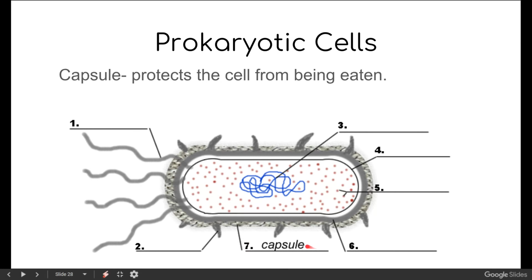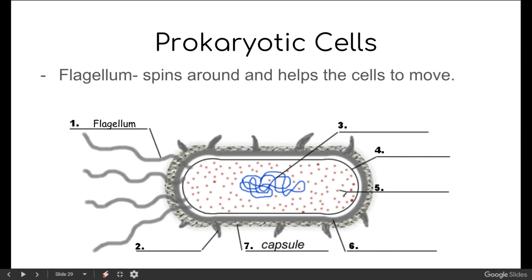This is the outermost layer of a prokaryotic cell. And on your notes, you'll want to copy what the capsule does. The capsule protects the cell from being eaten. It's a waxy kind of material, and it protects the cell from being eaten or being destroyed by maybe cleaners or something like that. So it protects the cell, the capsule.